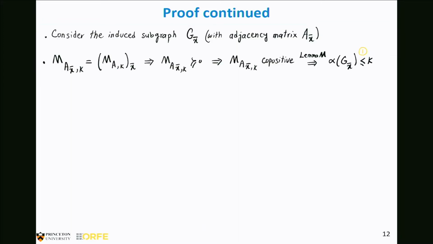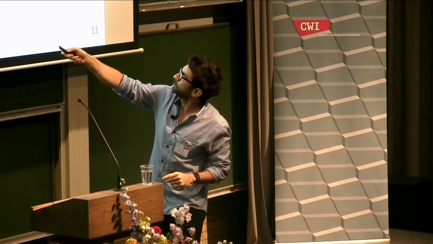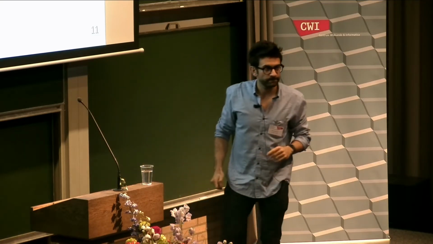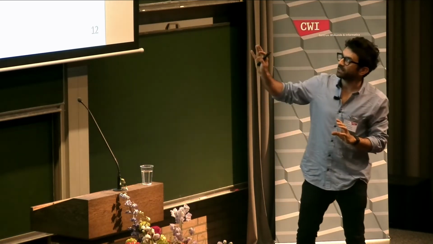Okay. Why did the diagonal matrix go away? Because of this. Because this is diagonal produced by this vector. And this vector is literally 0. Oh, by definition. Yes. Yeah. Sorry, I know the notation is a little hairy now, but it's the last slide with heavy notation.